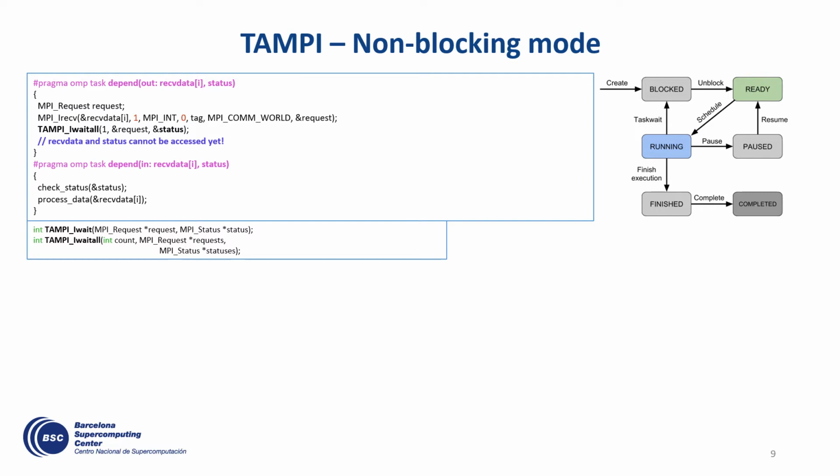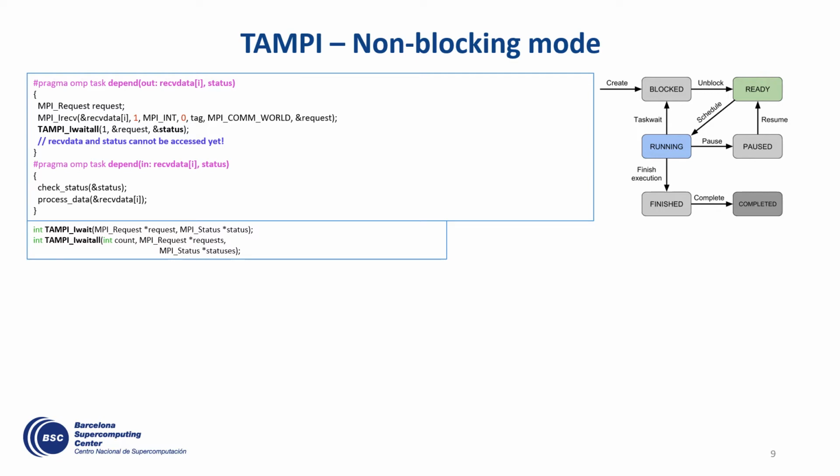We can see in the slide a code with two tasks. The first task contains an MPI IReceive that writes data in a buffer that is later read by the second task. Also, in the code, we can see that the first task specifies output dependencies over two variables that are input dependencies of the second task. As a result, the second task cannot start until the first one completes.